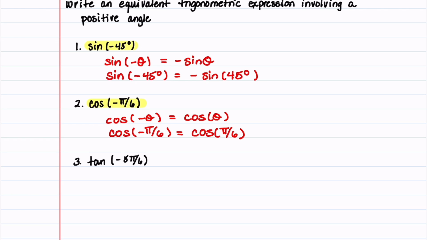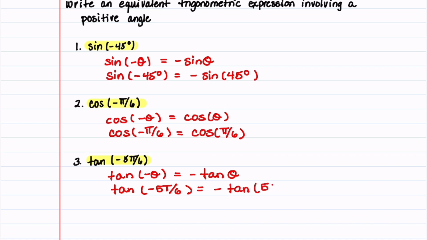Our last example is tangent of minus 5 pi over 6. Our odd identity tells us that tangent of minus theta is minus tangent of theta. Tangent of minus 5 pi over 6 is then equal to minus tangent of 5 pi over 6.